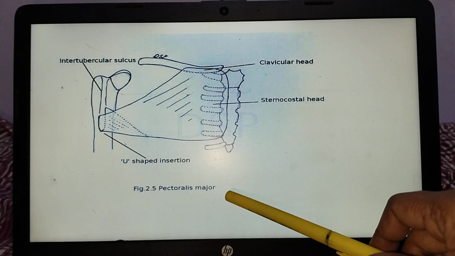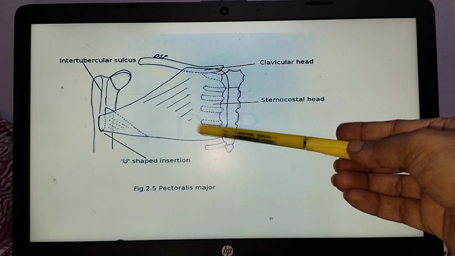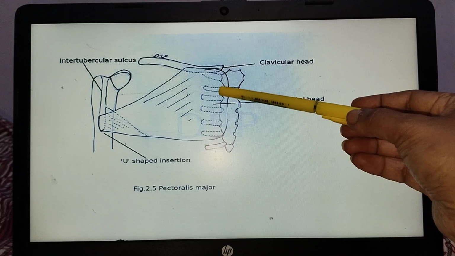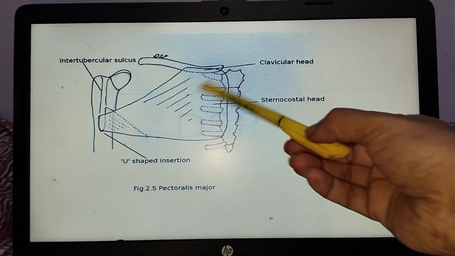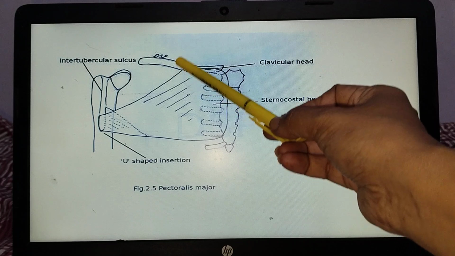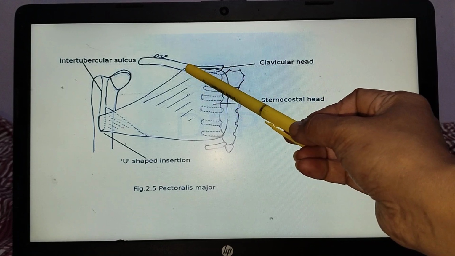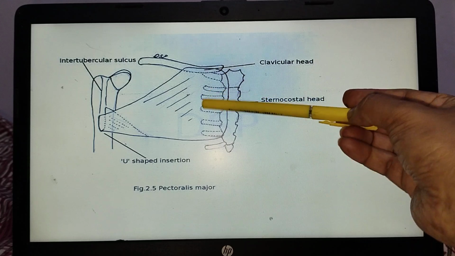It is a triangular muscle. It takes its origin from two heads. One is clavicular head, another one is the sternal head. Clavicular head takes origin from the medial part of anterior surface of the clavicle.